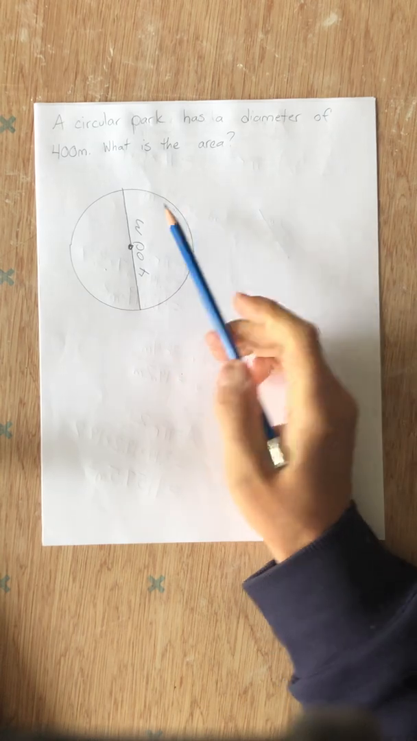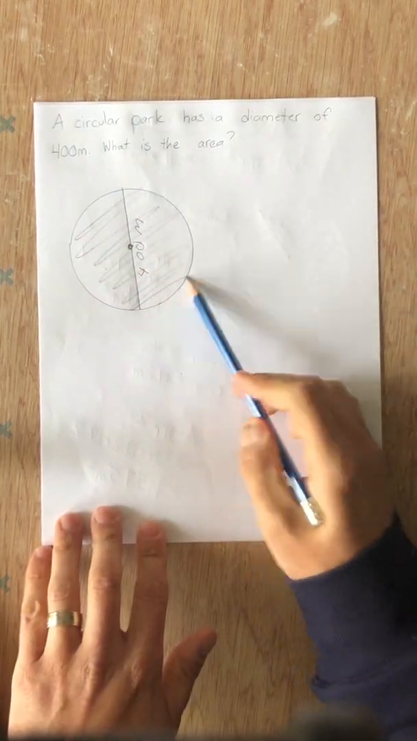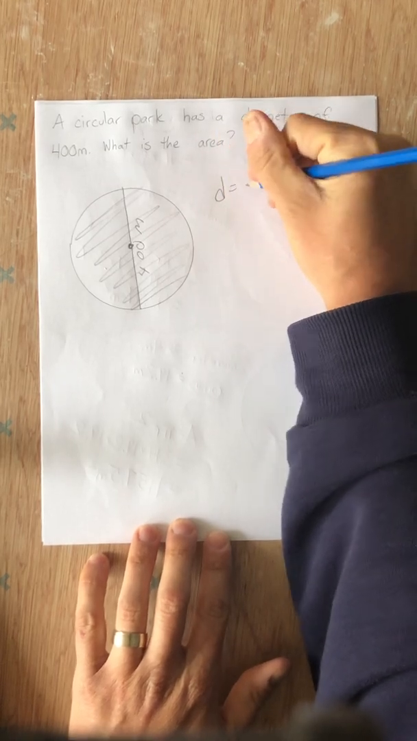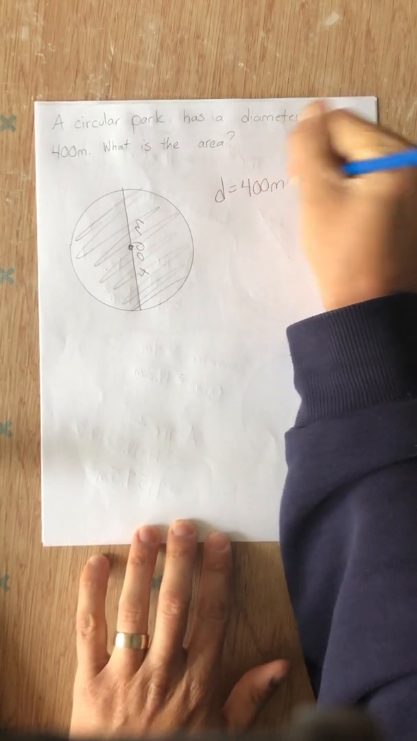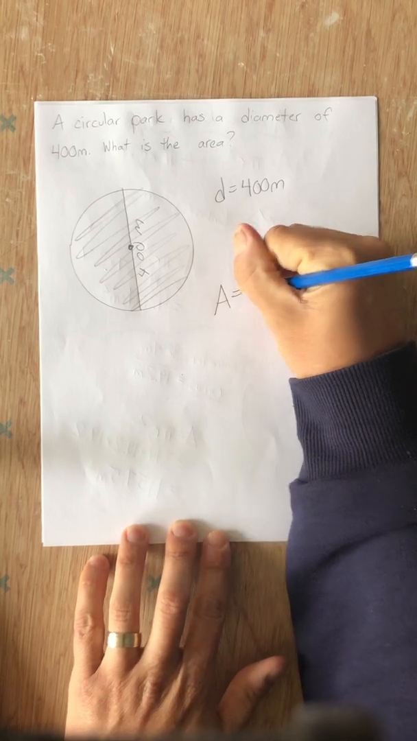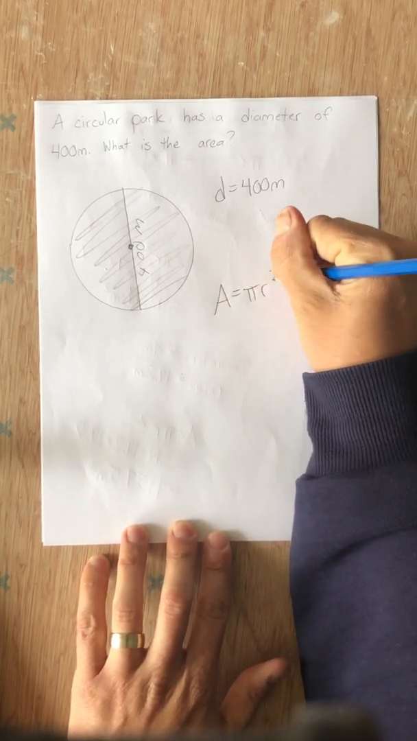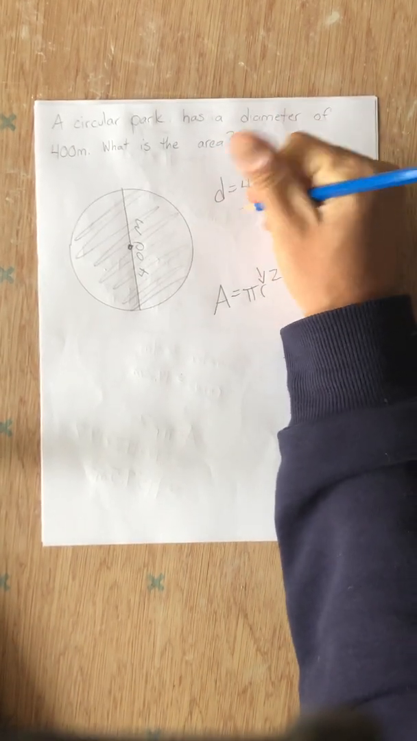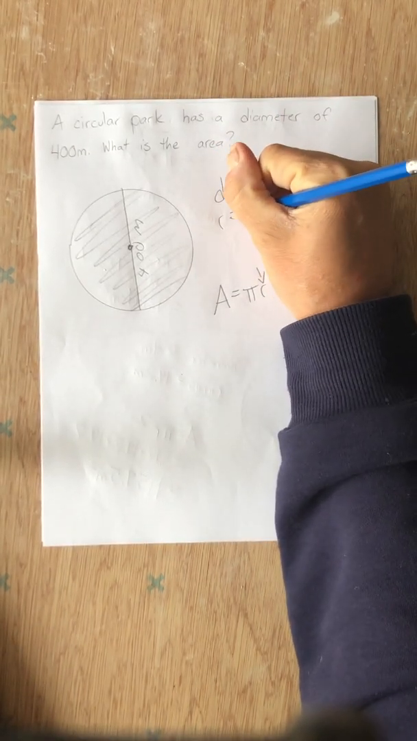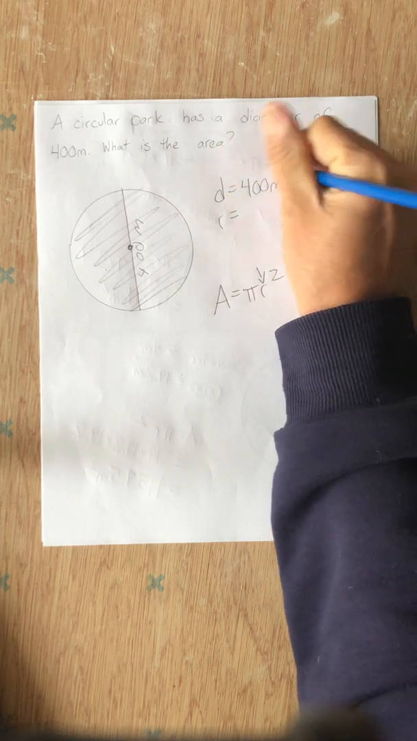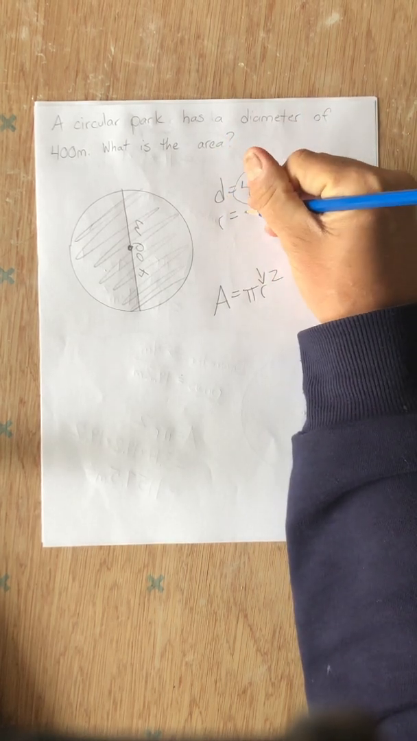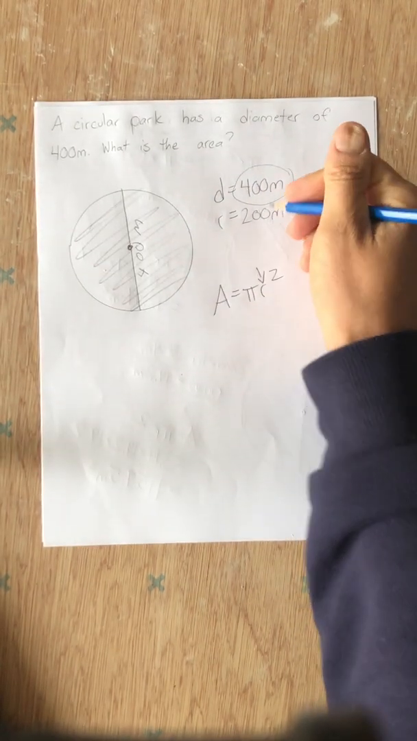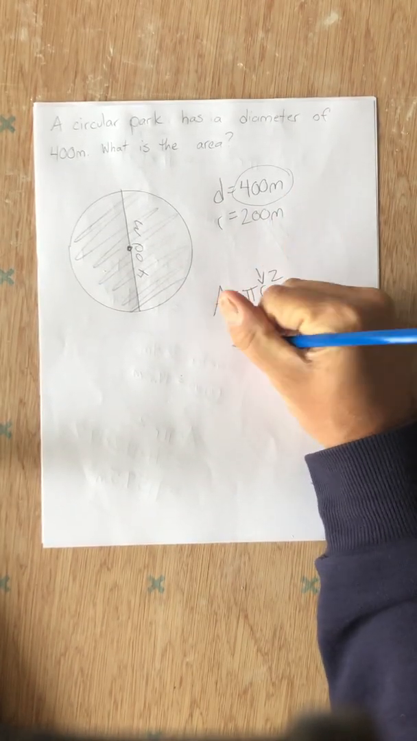Okay, so it's asking me what is the area of this whole park here. Again, I'm given the diameter, so the diameter is 400 meters. I need to use my formula, area equals pi r squared, so I need to find the radius. Radius is just going to be half the diameter. Here's one that I can do in my head: 400 divided by 2, well, that's 200 meters. Now I'm ready to plug that into my formula, pi r squared.